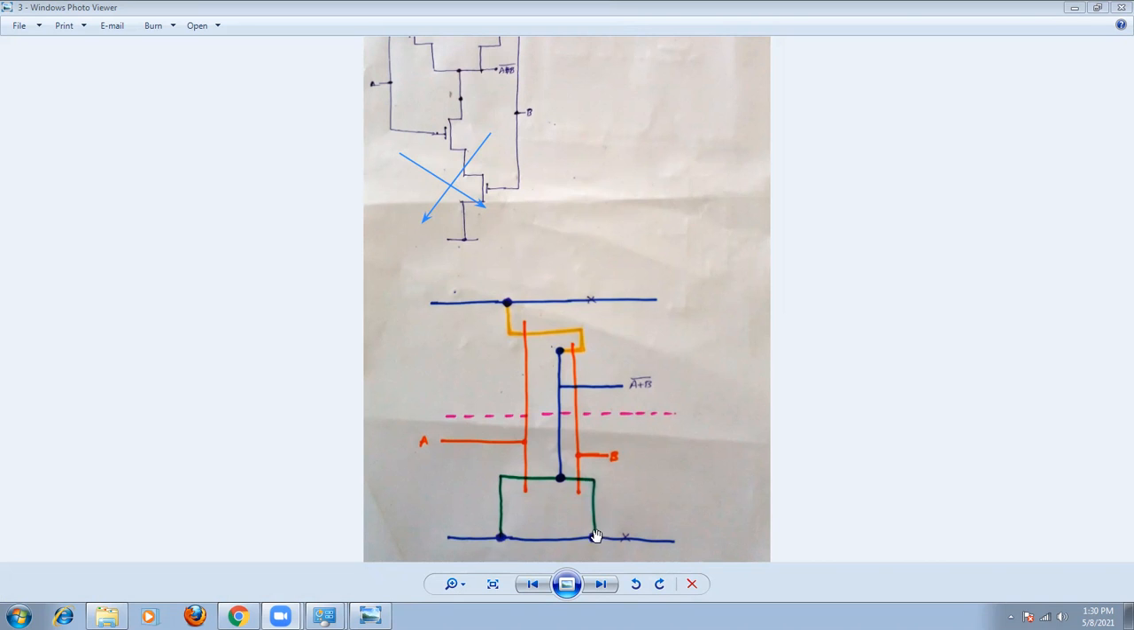In diffusion it will be like this, and the P channel FETs are connected in series. So in the form of series connection, we are going to represent it like this. Or you can draw a single vertical line also, no problem. I am drawing like this for the sake of simplicity.